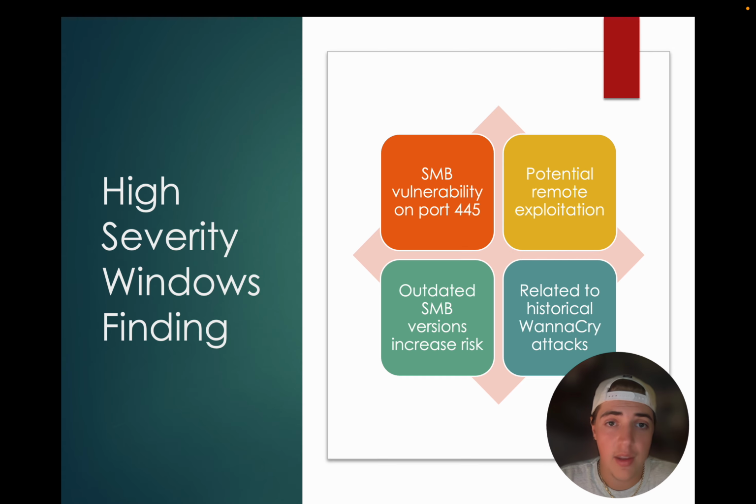Can't have that. Then we found that the way it was set up, there is a potential for remote exploitation, which means they don't have to be on your system. They can be wherever in the world, as long as they have a way to connect to the internet and they know how to exploit it, they can get to your system. We found that there were outdated SMB versions, which do come with increased risk.